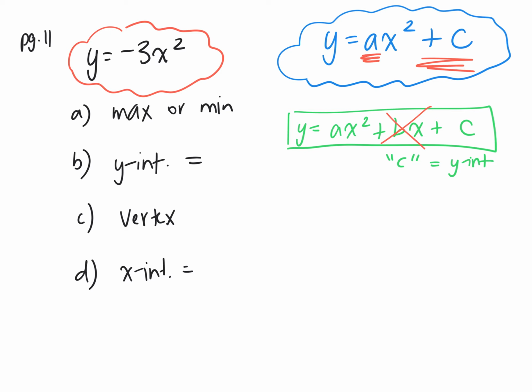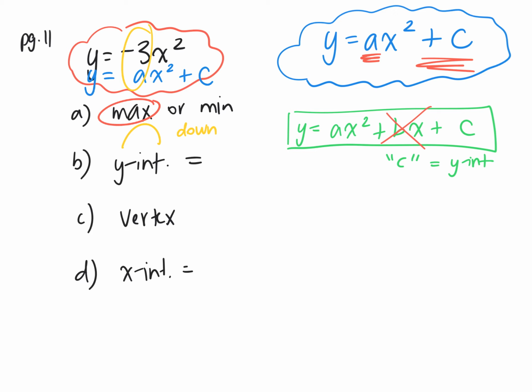So in example one, we have three equations there. I'm going to do the first one. The first equation is y equals negative 3x squared. So what's a? Y equals ax squared plus c. What's a? Negative 3. So does this open up or down? Down. So does it have a max or min value?